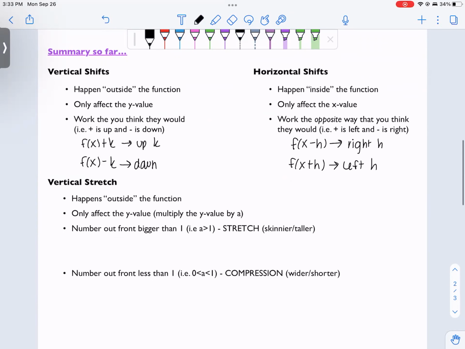And now we have stretches. So these happen outside the function. They only affect the y value. So you're multiplying the y value by a.